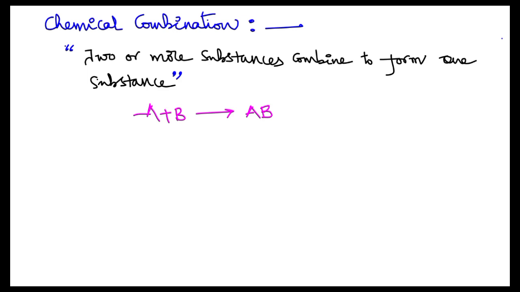Chemical combination reactions. Here, two or more substances combine to form one substance. Means the reactants are two or more combine to form one substance. Means the product is only one. This type of chemical reaction is called chemical combination. Now I am going to give you few examples.